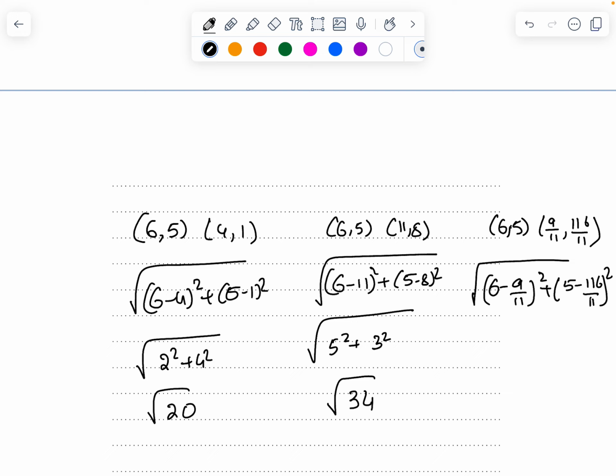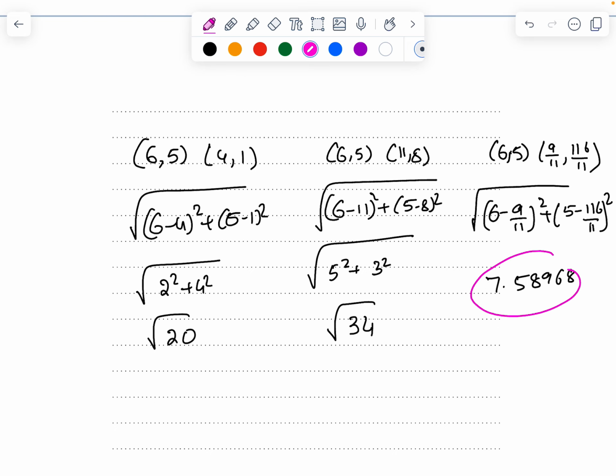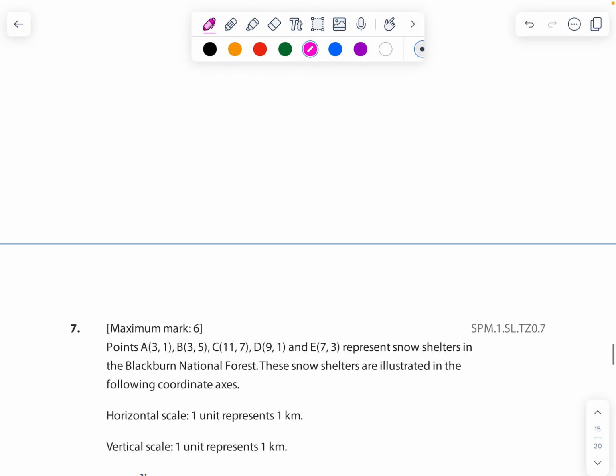So it becomes (6 minus 9 upon 11) whole square, then (5 minus 116 upon 11) whole square. So do this value by the calculator. You should be able to get that answer as 7.58968. So we can see that this is the farthest one. So (9 upon 11, 116 upon 11) is the farthest point.